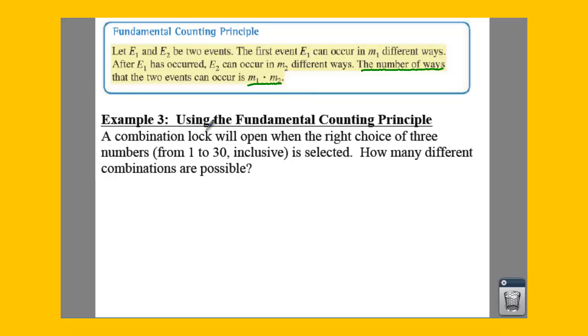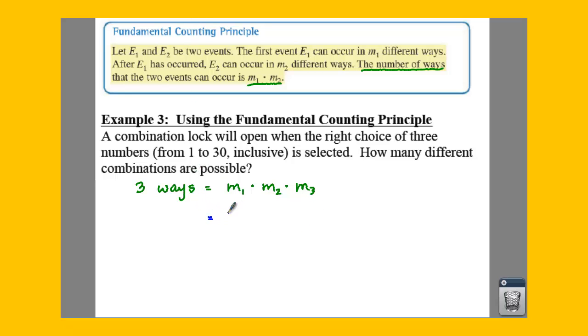So, if here we have a combination lock, now open with the right choice of three numbers, 1 to 30, then how many different combinations are possible? So we're trying to look at three different numbers. So we're looking for three ways here, three ways we can put out our different numbers. So we have what we would say is our m sub 1, and that's your first way. That's whatever number you put in there, times however many ways you can choose a second number, times however many ways you can choose a third number.